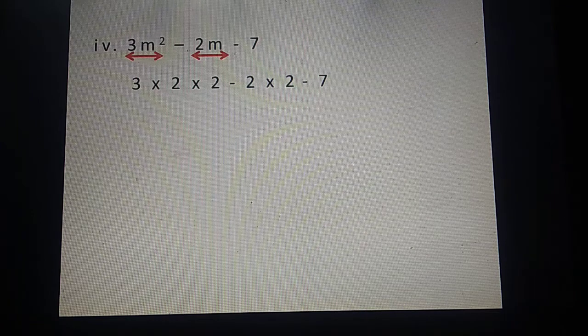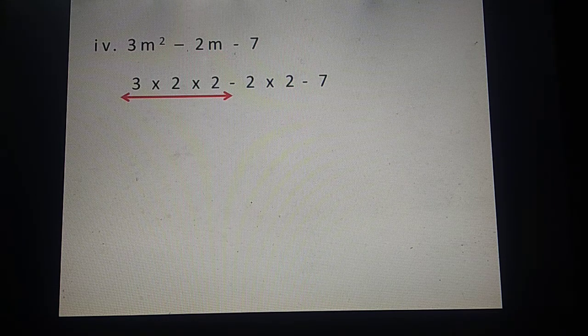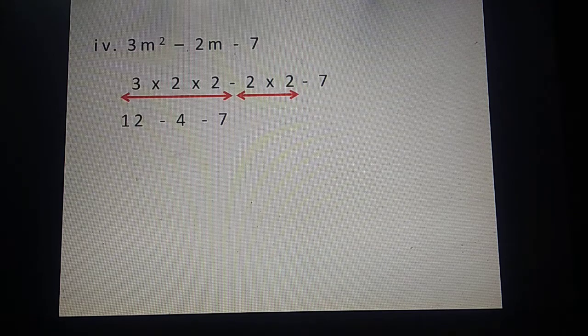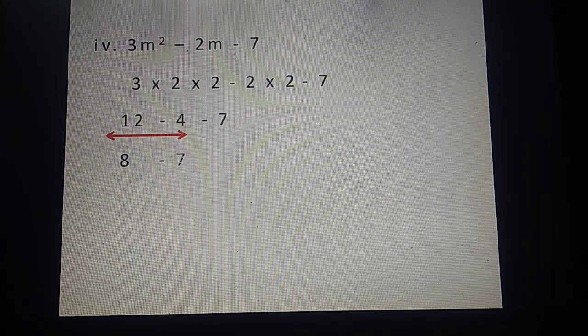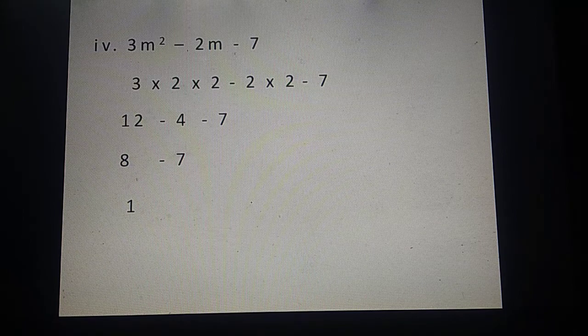Now solve term by term. The very first term, 3 into 2 into 2, will give you 12. The next term will give you minus 4 and the last term will give you minus 7 as it is. Now how many terms are there? There are 3 terms in all. What we will do is we will solve 2 terms at a time. 12 minus 4 will give you 8 followed by minus 7. Now when you subtract these 2, you will get 1 as your final answer.